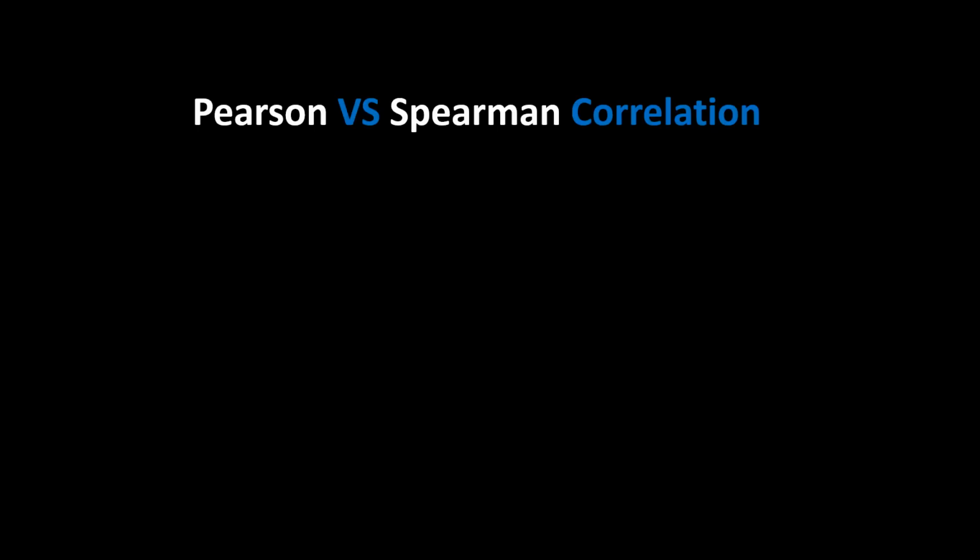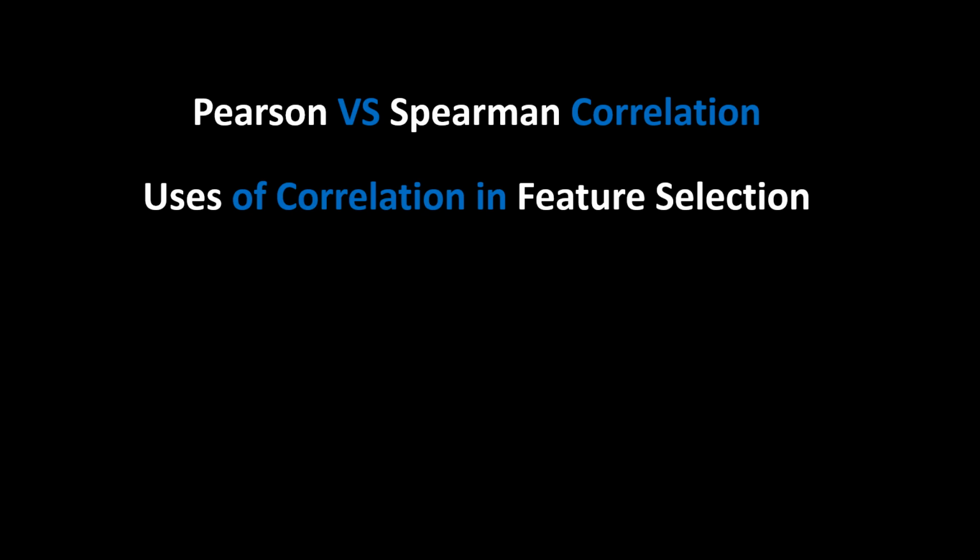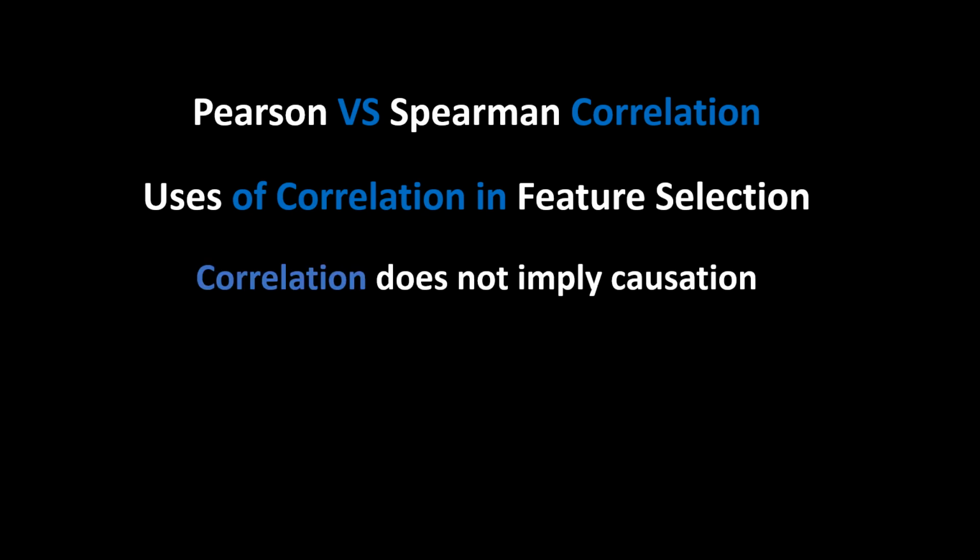Now, in this video we learned Pearson versus Spearman correlation, then we saw how we can use correlation in feature selection, and we understood the statement that correlation does not imply causation. I just hope that everything was clear to you and it was easy to understand.